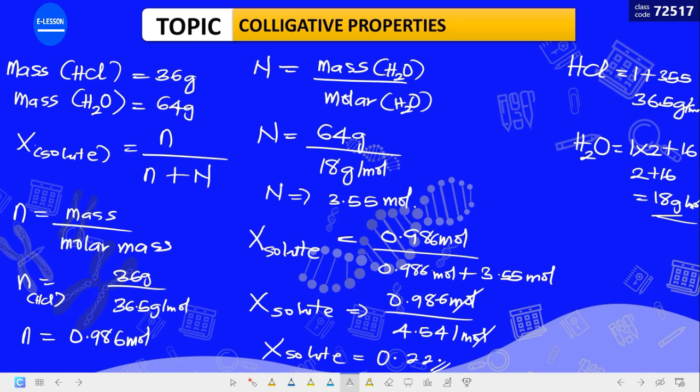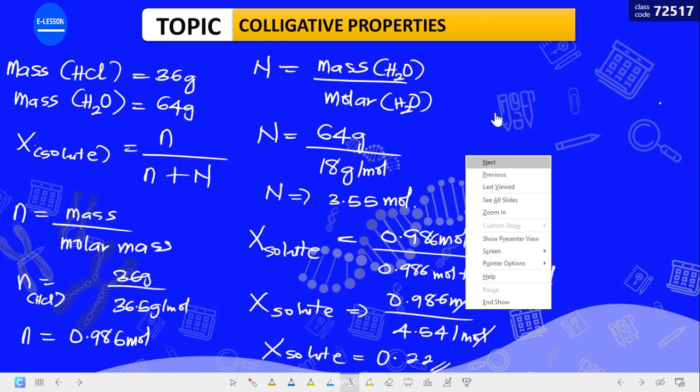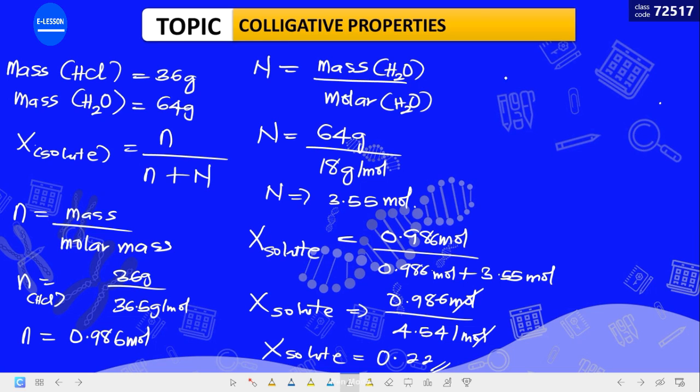Now let us calculate the mole fraction of the solvent in this case, which is H2O. Now how do we calculate the mole fraction of the solvent? It's still the same thing. The mole fraction of the solvent would be equal to the number of moles of solvent all over the number of moles of solute plus that of solvent. Now what is the difference? In place of solute here, we introduced what? Solvent.